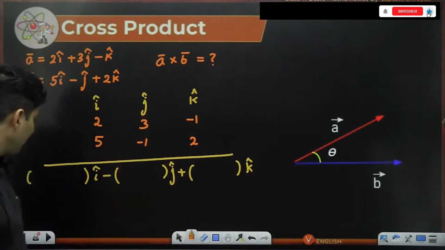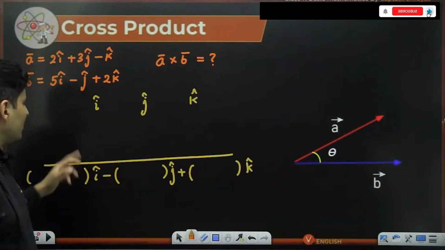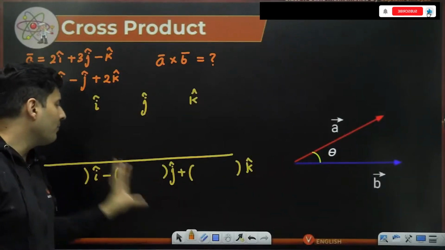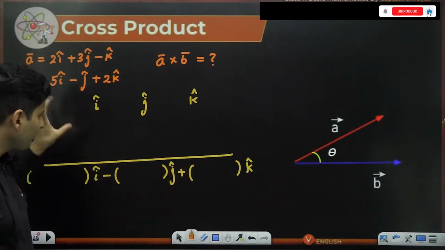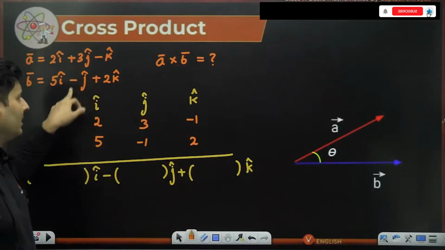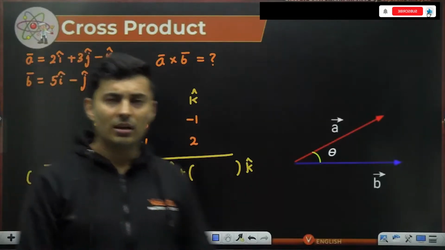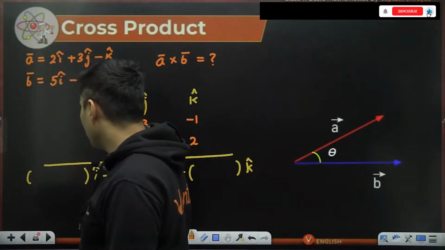Everybody clear till this point? So whenever you have to do the cross product of vectors, first put i, j, k and then put plus i, minus j, plus k after leaving two lines. Now in these spaces, just put those numbers which are with i, j, and k of each vector A and B. All right. This is how basically you solve those determinants.